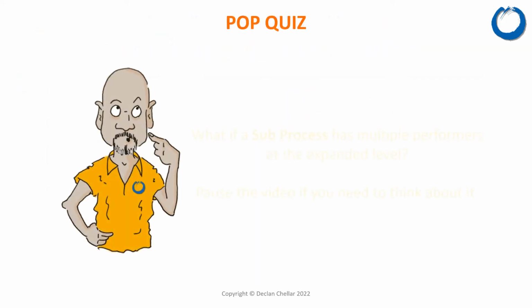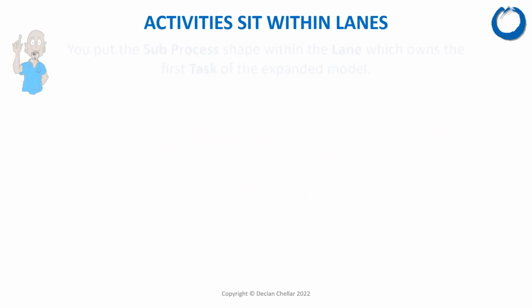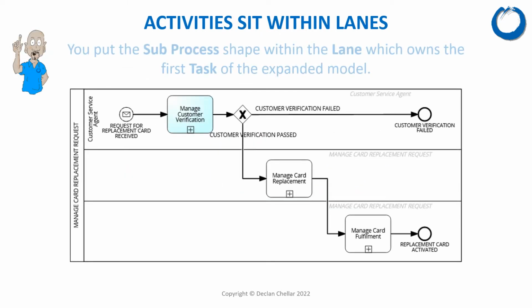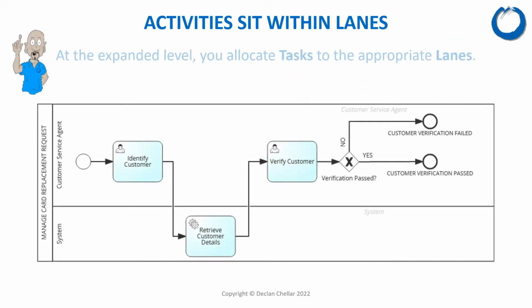What if a subprocess has multiple performers at the expanded level? Pause the video if you need to think about it. You put the subprocess shape within the lane which owns the first task of the expanded model. At the expanded level, you allocate tasks to the appropriate lanes.